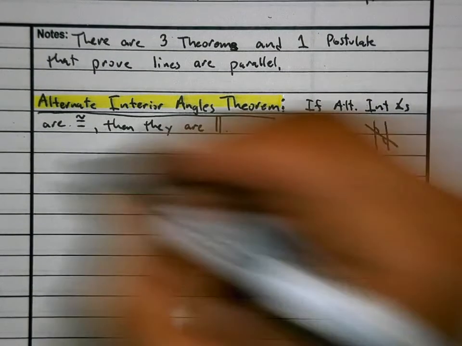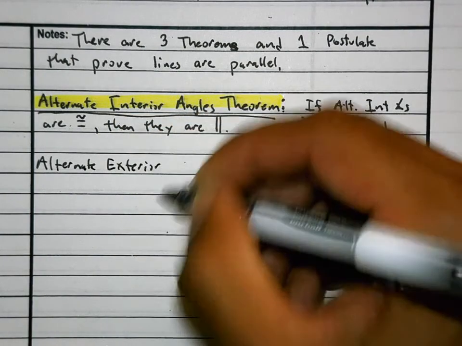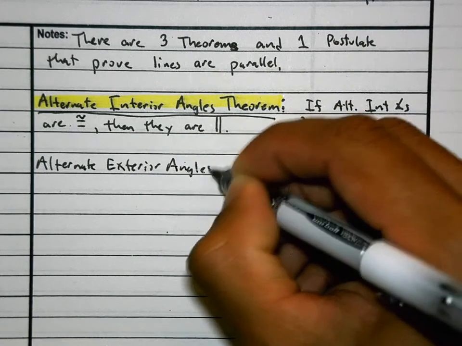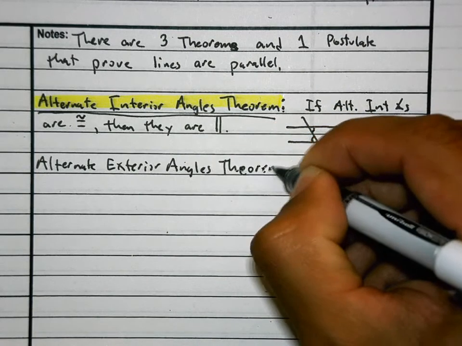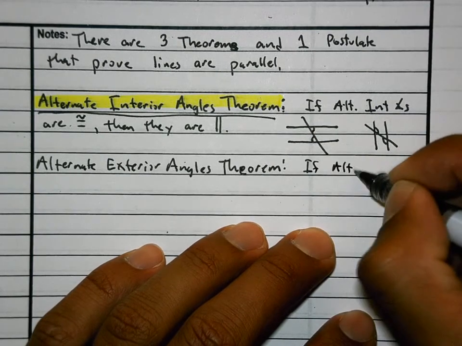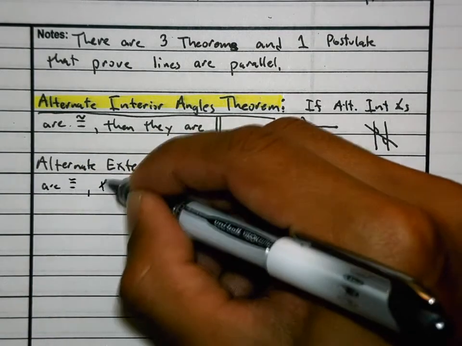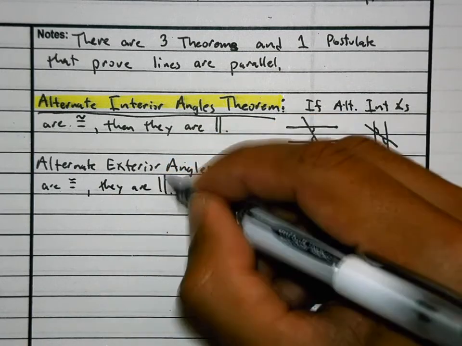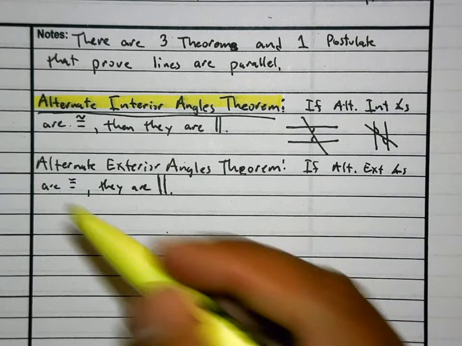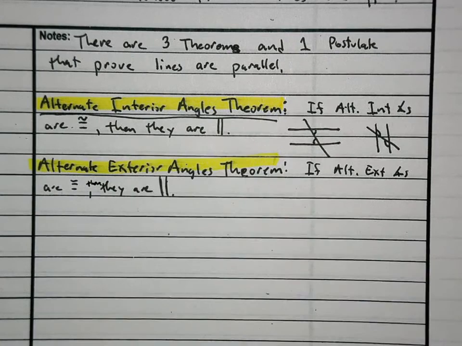The second theorem is the alternate exterior angles theorem. If the alternate exterior angles are congruent, they are parallel. Alternate exterior angles theorem. If the alternate exterior angles are congruent, then they are parallel. I should probably put a then in there, because it's a hypothesis and a conclusion.